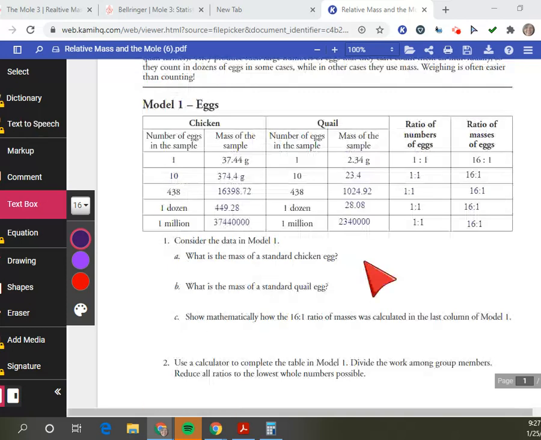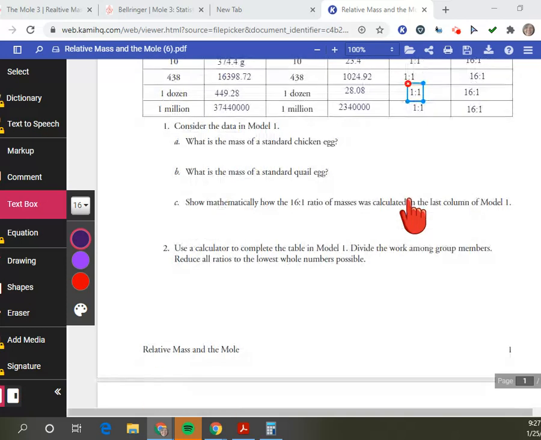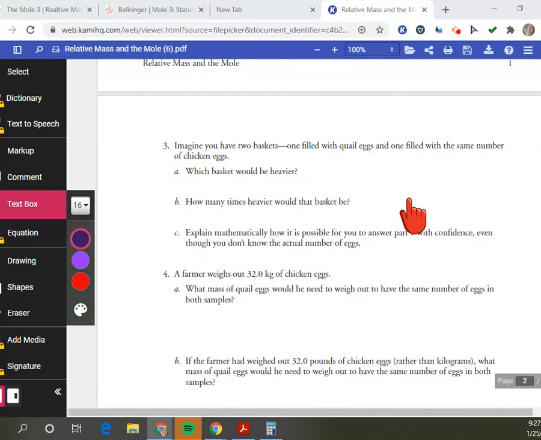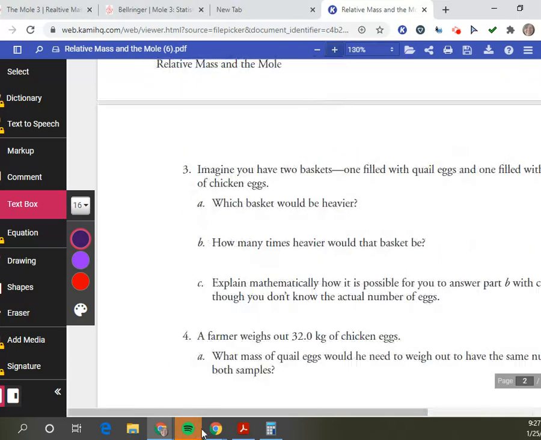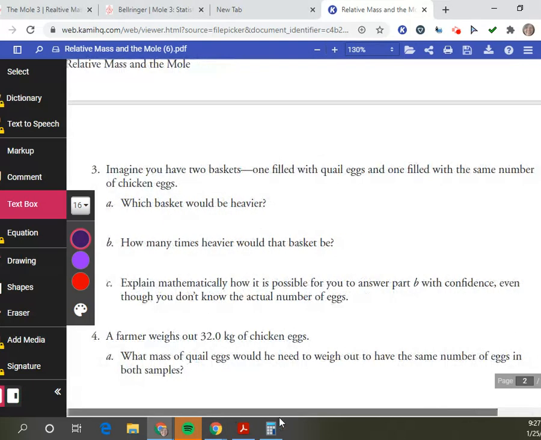All right, so let's go ahead and scroll down to 3. And we're going to use the data that we just looked at to answer the questions in the third part here. It says, imagine you have 2 baskets, one filled with quail eggs and one filled with the same number of chicken eggs. Which would be heavier? What do you guys think? In the chat, you can answer too.